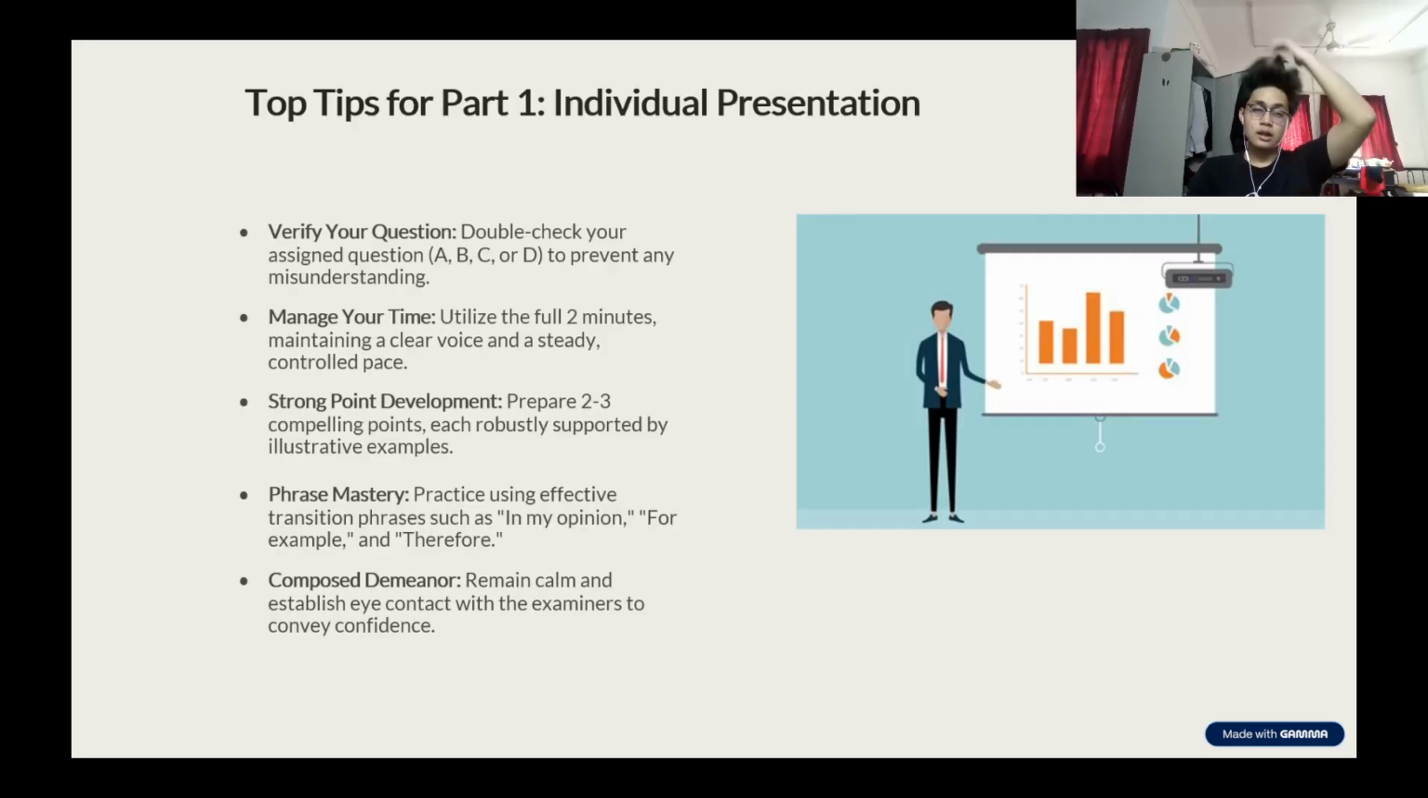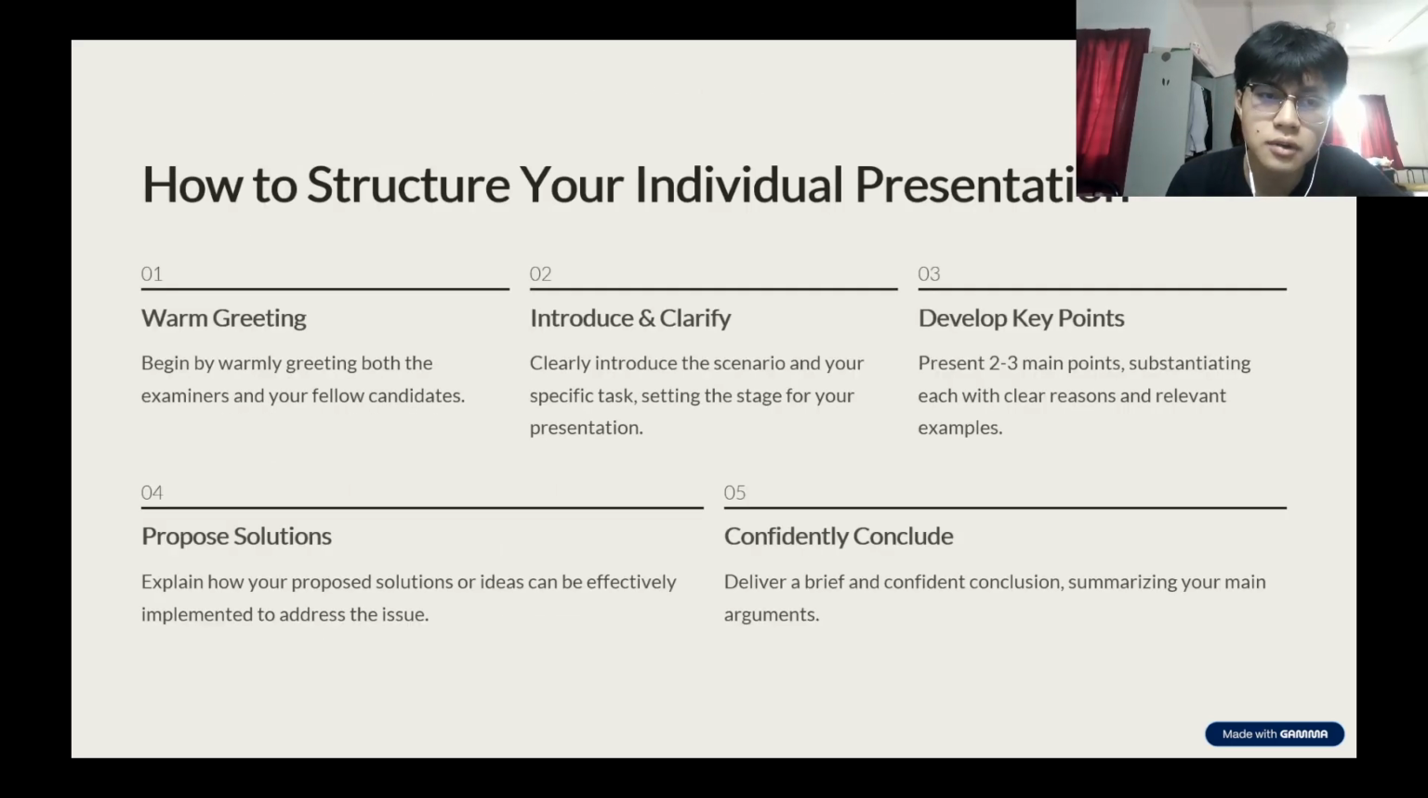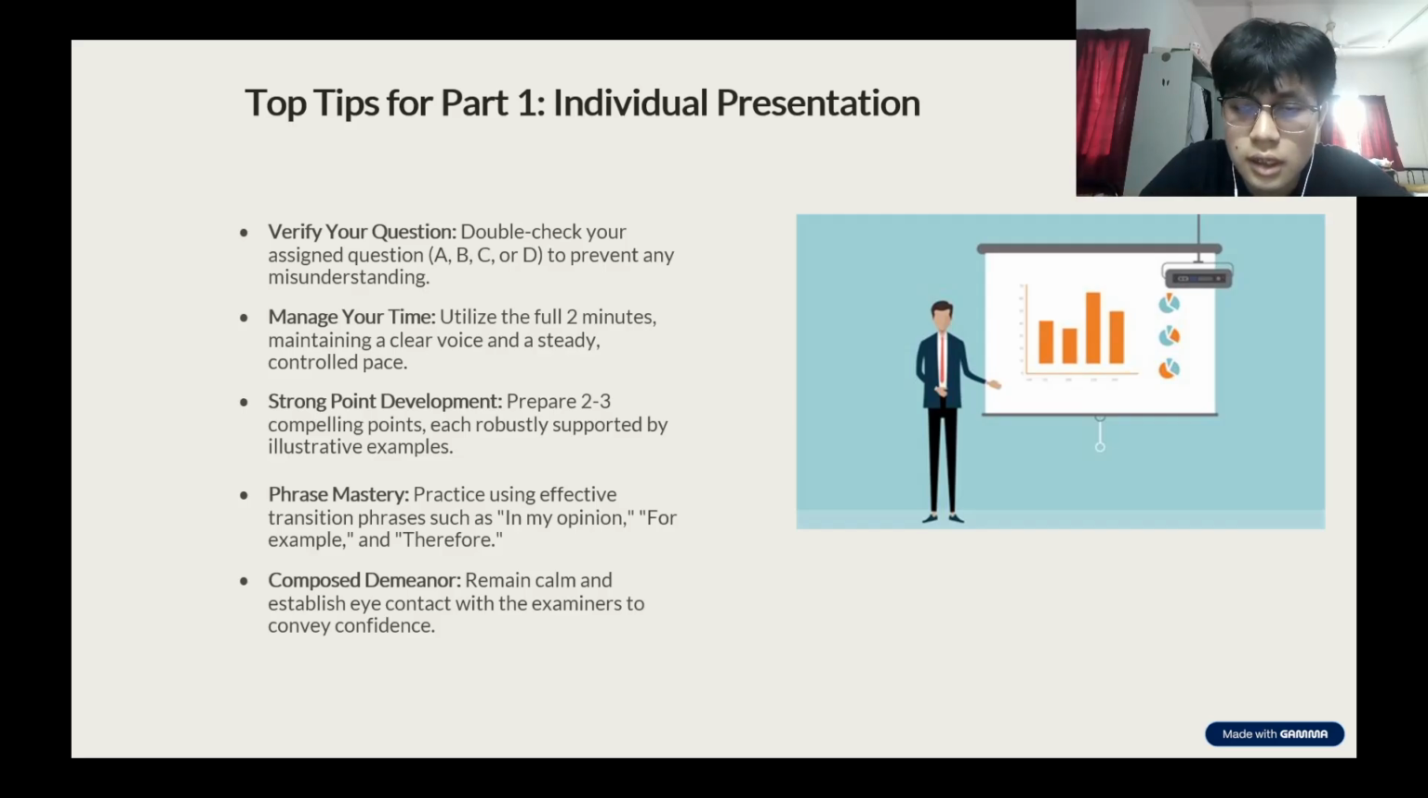Okay, so here are some tips for the first part of the speaking test. The previous one was how you can structure your presentation, and for this, I'm going to give some speaking tips. First, you have to verify your question. Double check your assigned question so that there won't be any misunderstanding. Second is time management. You only get 2 minutes, so make sure to utilize it as well as possible. Maintain a clear voice and a steady, controlled pace.